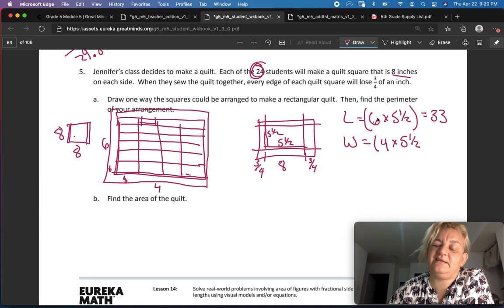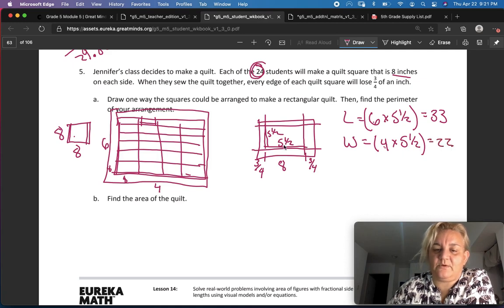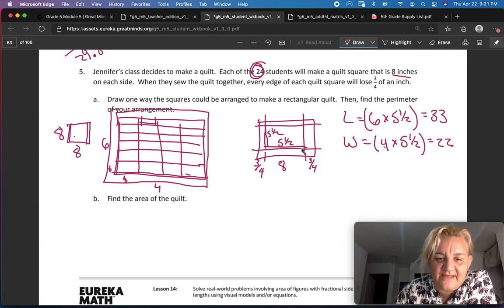Okay, is that right? 6 times 5 is 30. 6 times 1/2 is 6/2, which simplified is 3. And the width is going to be 4 times 5 is 20. And 4 times 1/2 is 4 halves, which is 2. So that equals 22. Okay? After we cut off our 3/4 on every side of every piece, our new perimeter is going to be 33 by 22 and 22 by 33.